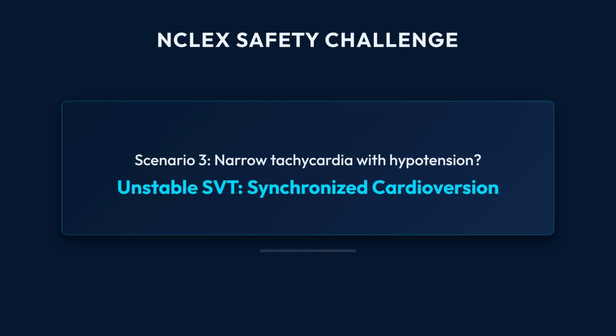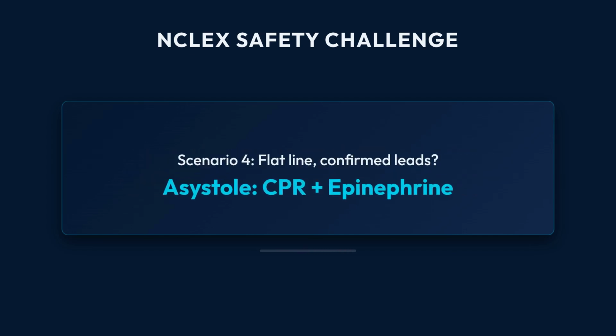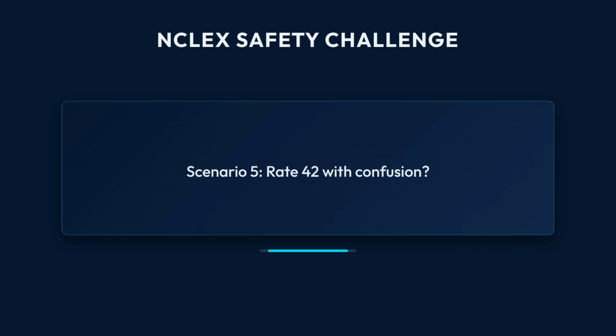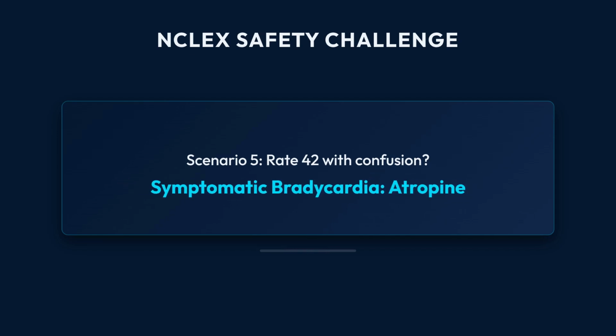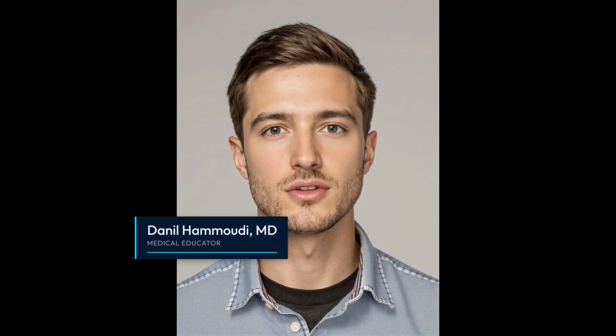Scenario 3. Narrow tachycardia with hypotension. Unstable SVT. Synchronized cardioversion. Scenario 4. Flatline. Confirmed leads. Asystole, CPR, and epi. Scenario 5. Rate 42 with confusion. Symptomatic bradycardia. Atropine. EKG recognition begins with the tracing, but safe nursing care begins with the patient.